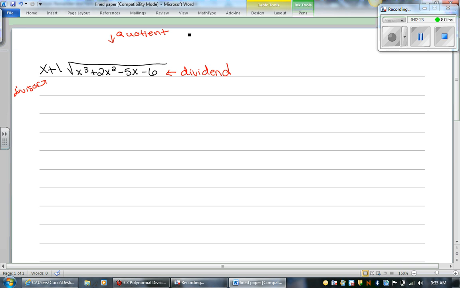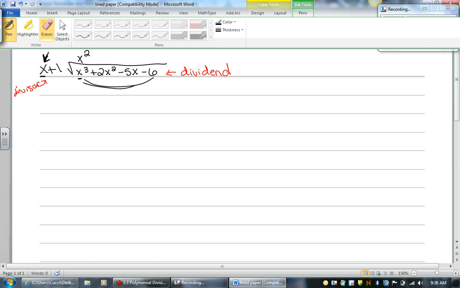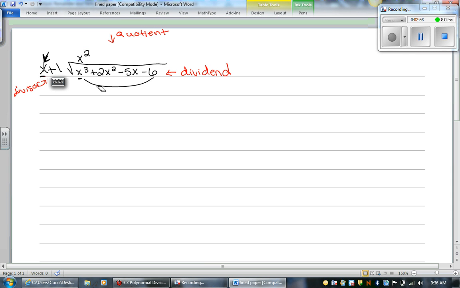All right, so what we need to start by doing is figuring out how this goes in. We're going to use this value of x and see how it goes into my dividend, this piece here. So here's the rule: you think about this value of x. What do you need to multiply x by to get x cubed? That's what you're going to put above it. So x times x squared would give us x cubed.